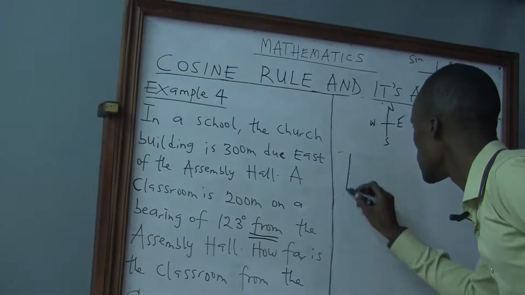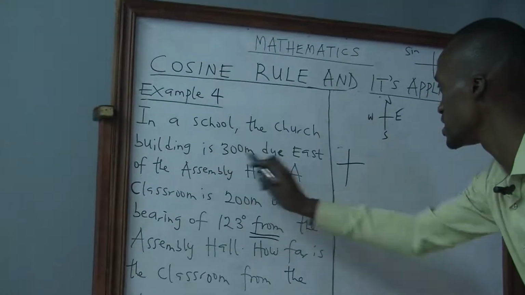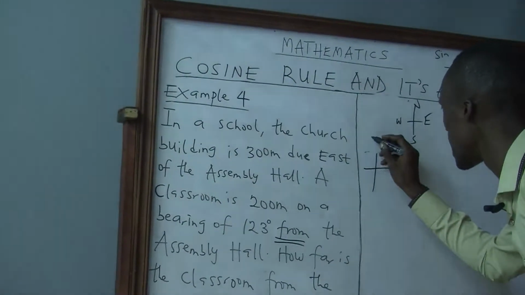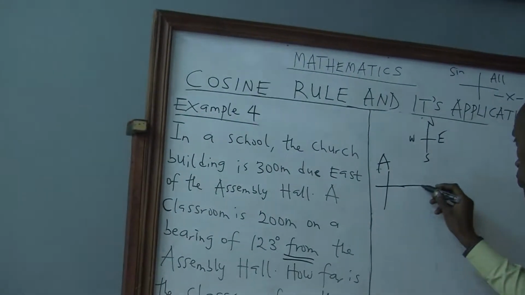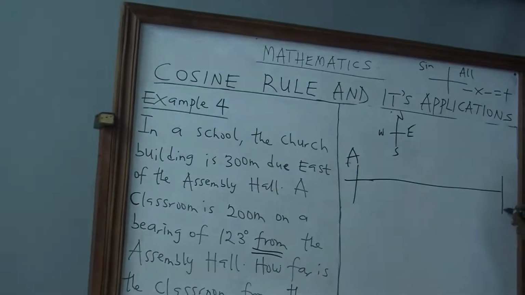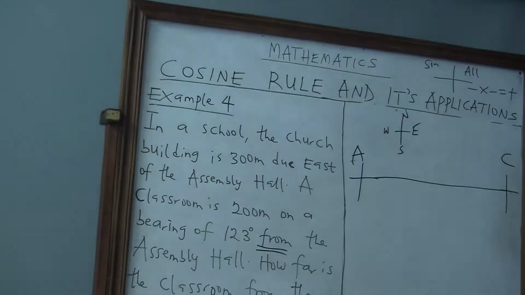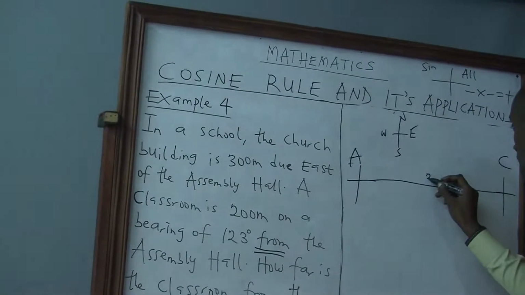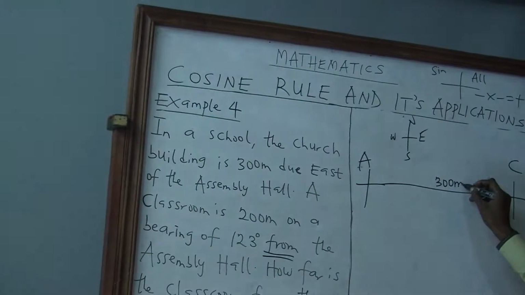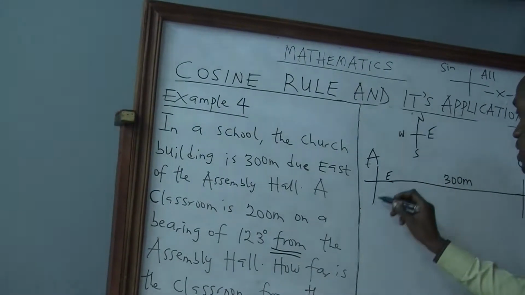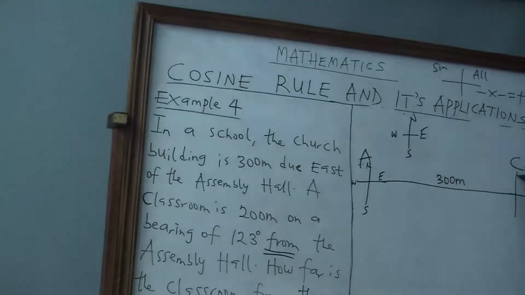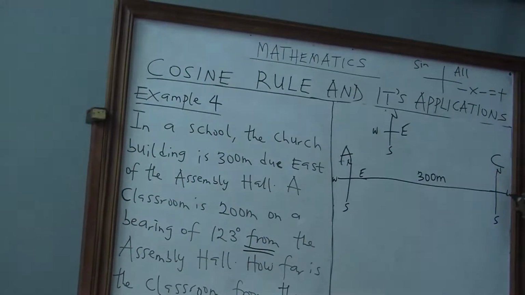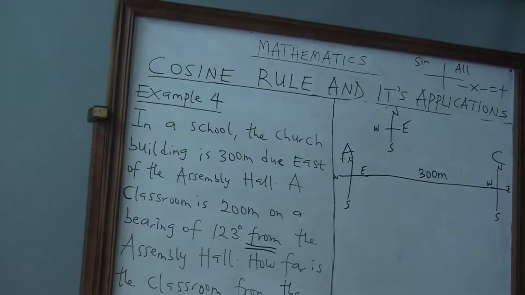Since the church is due east of the assembly hall, this is the assembly hall, which I represent with A. Due east we have the church, and the distance between them is 300 meters. This one is E, this is S, this is west, and this one is N. The same thing: this is north, south, east, and west.